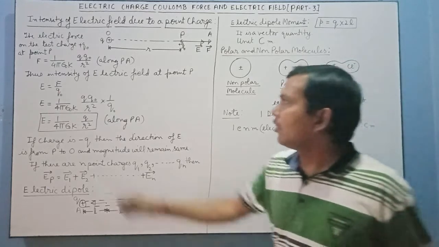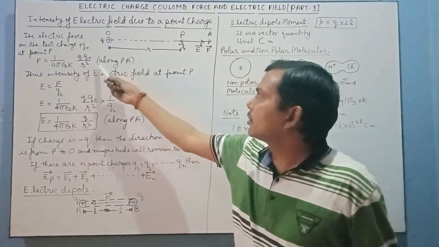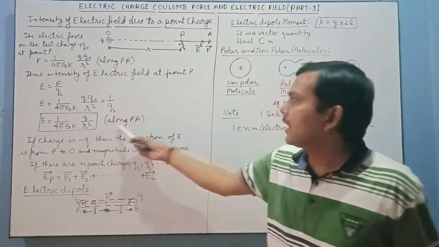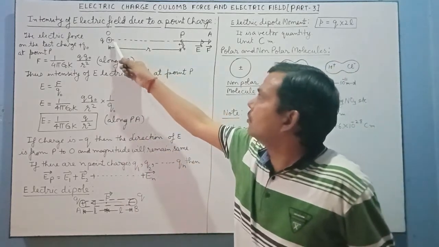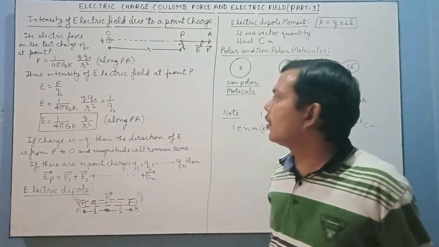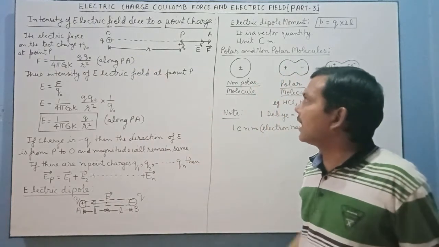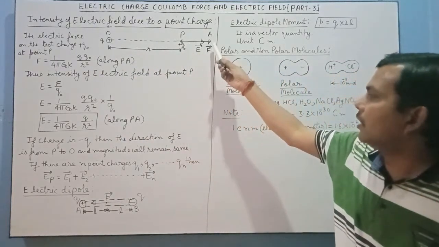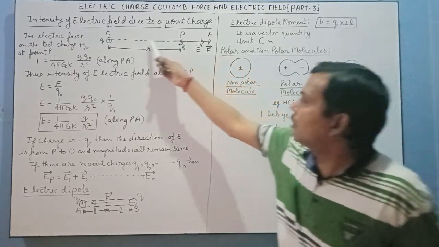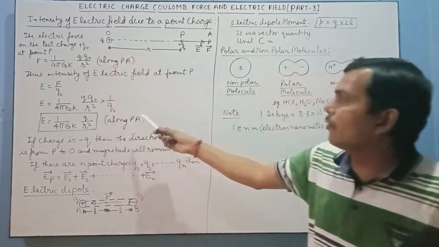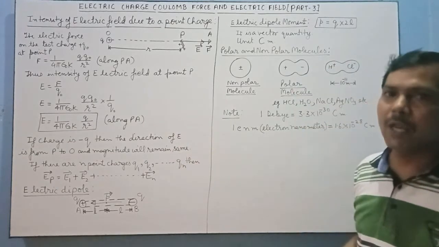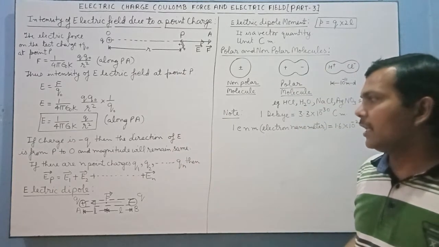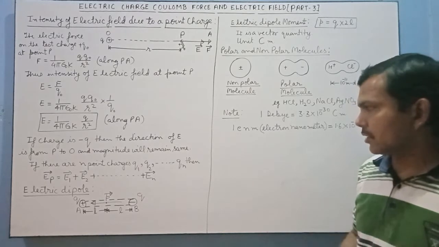will be along the direction of this force. This force is along PA, therefore this electric field will also be along PA. If this charge is negative instead of positive, then the direction of electric field will be from P to O, and the magnitude of electric field will remain the same. There will be no change in the magnitude of electric field, only its direction will be reversed.